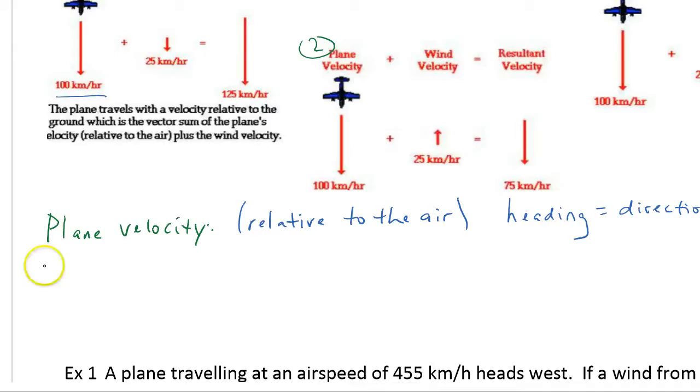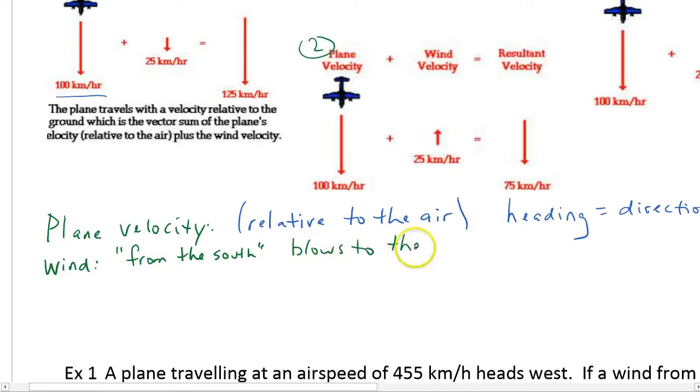So wind, and this is the important part here. If I'm talking about wind from the south, when you see something like from the south, you have to think about which direction it blows. From the south blows to the north. So you would draw your vector north like that. Just be careful about which direction it is.